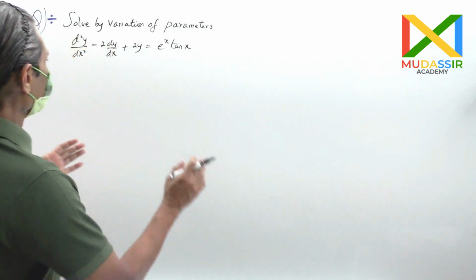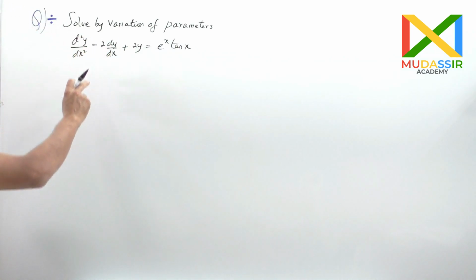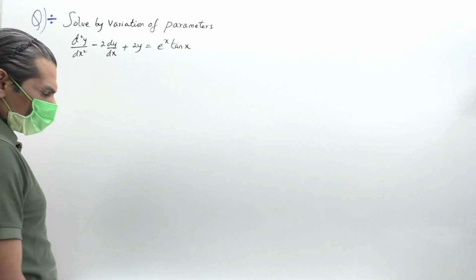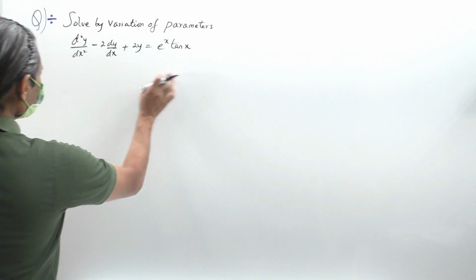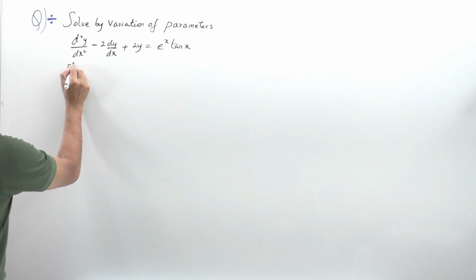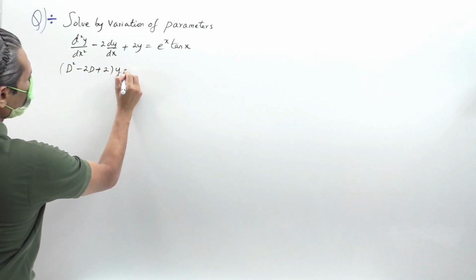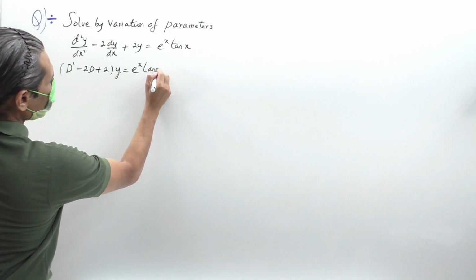See, the problem here is: solve by variation of parameters d square y over dx square minus 2 dy by dx plus 2y is equal to e raised to x into tan x. A very important problem in the variation of parameters. Now, first we write the D form. So, (D square minus 2D plus 2) y equals e raised to x into tan x.